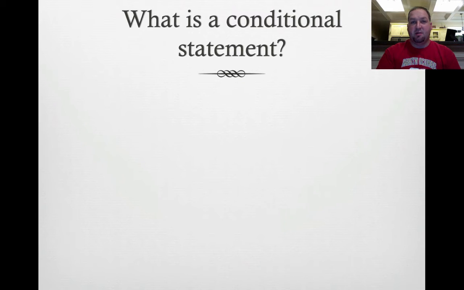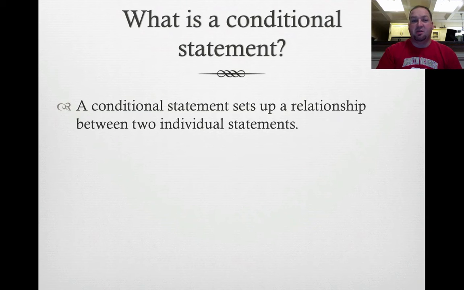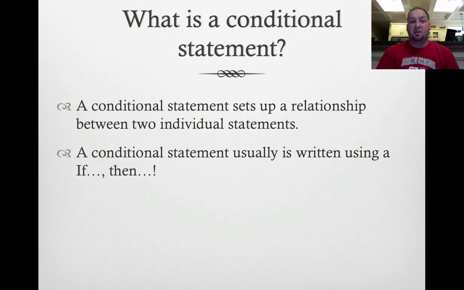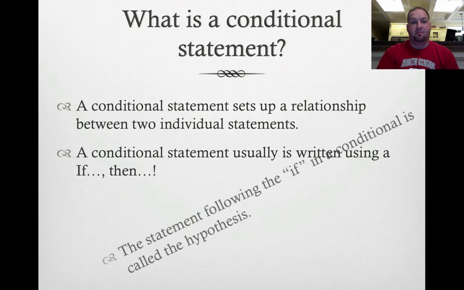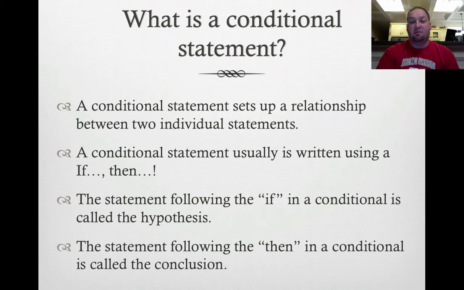What is a conditional statement, first of all? Well, a conditional statement sets up a relationship between two individual statements. A conditional statement usually is written using an if and a then. So it's usually if something happens, then something else will happen. The statement following the if in the conditional statement is called the hypothesis. After the then in a conditional statement, that statement is called the conclusion.